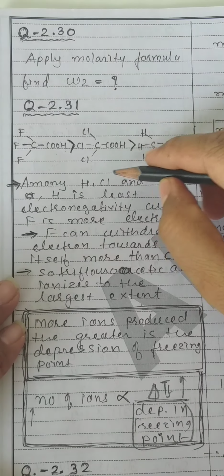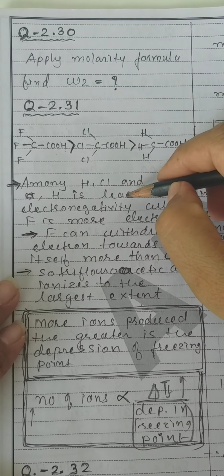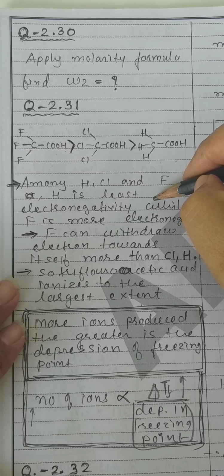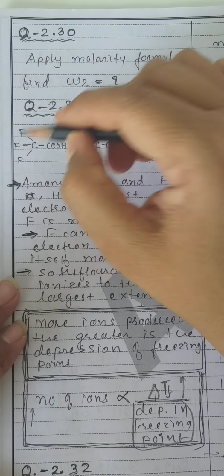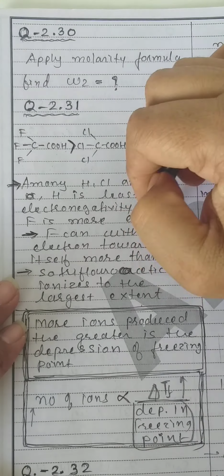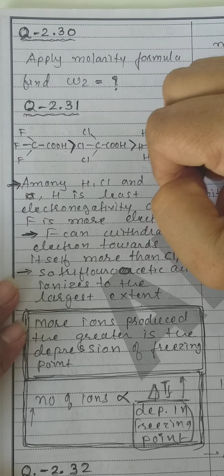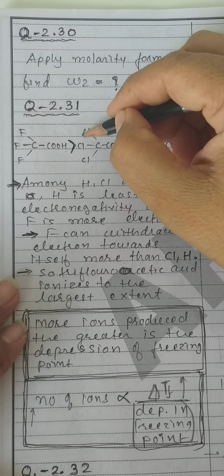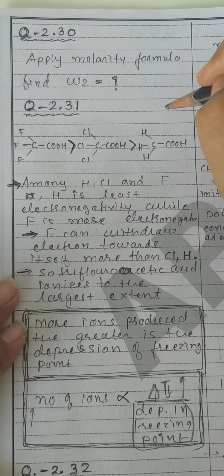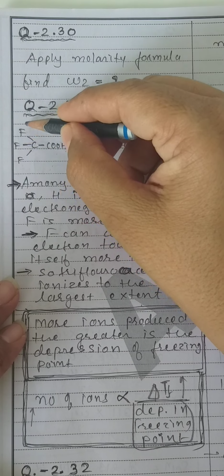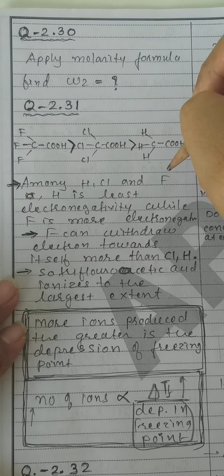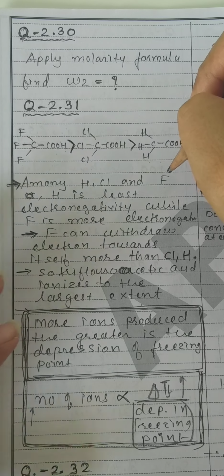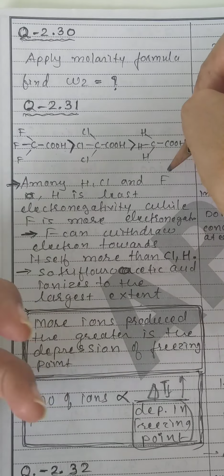Now see, among hydrogen, chlorine and fluorine, hydrogen is the least electronegative, while fluorine is the most electronegative. So here you can see hydrogen, hydrogen, hydrogen, and here it is fluorine, fluorine, fluorine. So F can withdraw electrons towards itself more than chlorine and hydrogen. Here it is chlorine, here it is hydrogen, but we know that the electronegativity of fluorine is much more than chlorine and hydrogen. So what happens? It will withdraw the electron cloud.